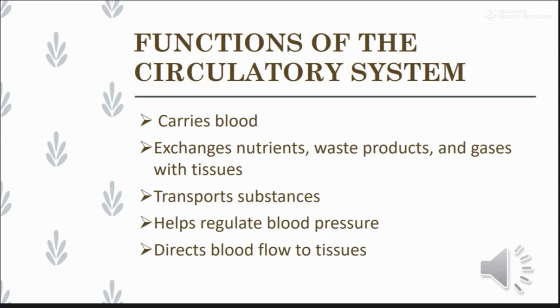So we know that there are nutrients needed in order for our cells to work, right? So those nutrients and also oxygen, they diffuse from the blood vessels to cells in all areas of the body, and also the waste products from your cells to the blood vessels so that they can be expelled or excreted. Third one is it transports substances. So we have hormones, enzymes, nutrients, gases, waste products that should be transported to all areas of the body.